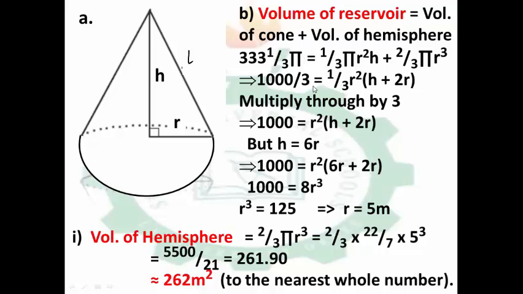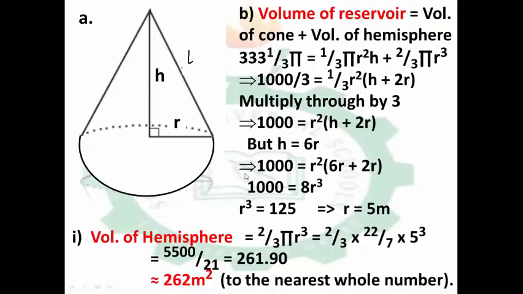Now from our question, we were told that h, the height of this reservoir, is equal to 6r. And this means that wherever we have h, we can put 6r to replace it. So we have 1000 equals r square, open bracket 6r plus 2r. And this will be 1000 equals 8r cubed. And from here we can get r raised to power 3 to be 125 when you divide both sides by 8. And r will give you what? 5 meters.